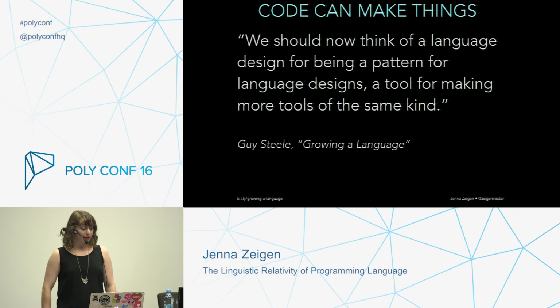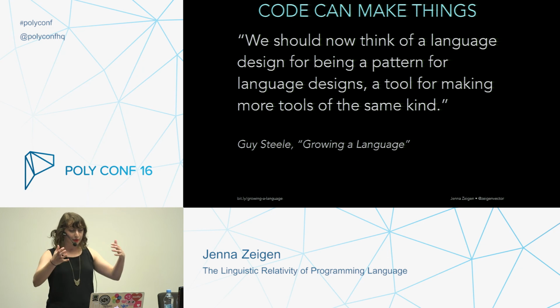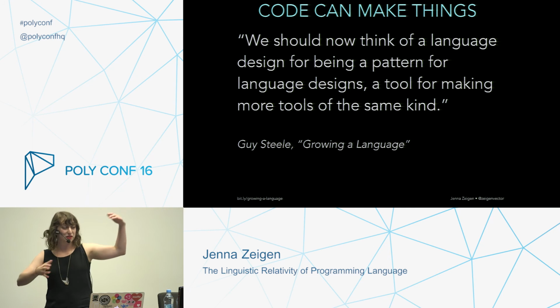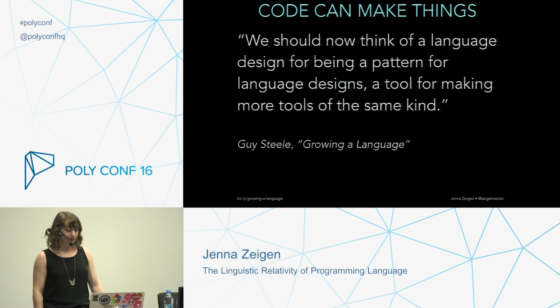So Guy Steele has something to say that I think is relevant here, which is that we should now think of a language design as being a pattern for language designs, a tool for making more tools of the same kind. Which is to say that we have a language and we are not restricted by the language itself. You can make new things and add that back into your normal everyday lexicon and be able to think in the ways that you want to think.